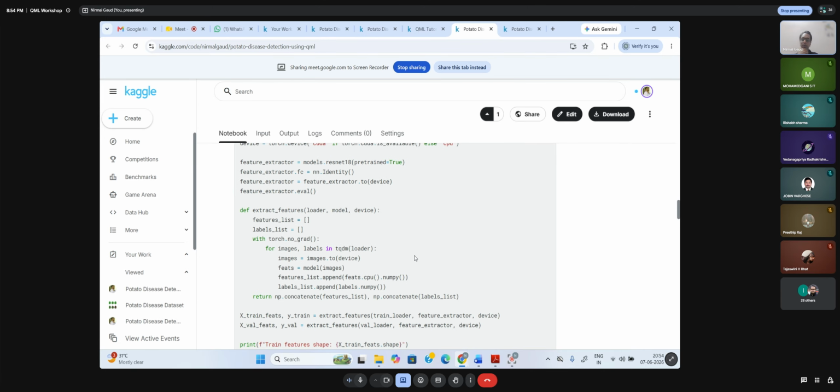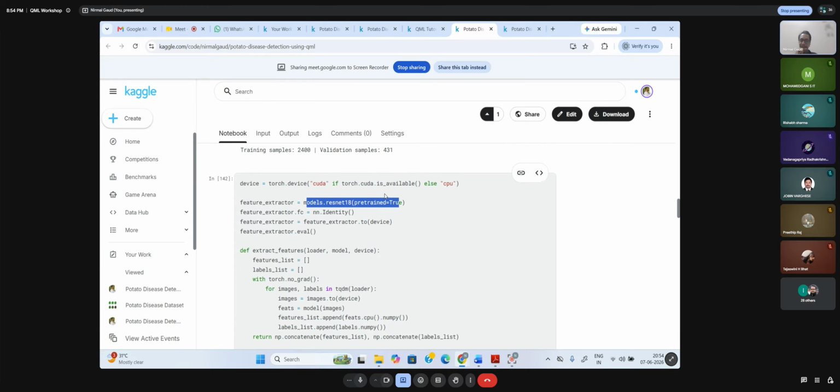Okay, and what I'm going to do here is use the ResNet 18 model to extract features from the images. That's what I'm doing. So first will be feature extraction. You can change the model from your side. Currently, I'm using the ResNet 18 pre-trained model for feature extraction.